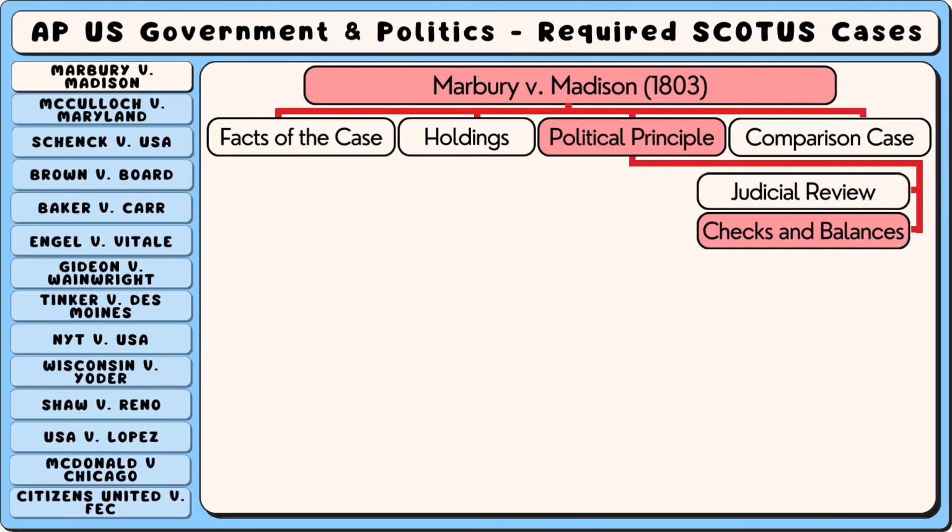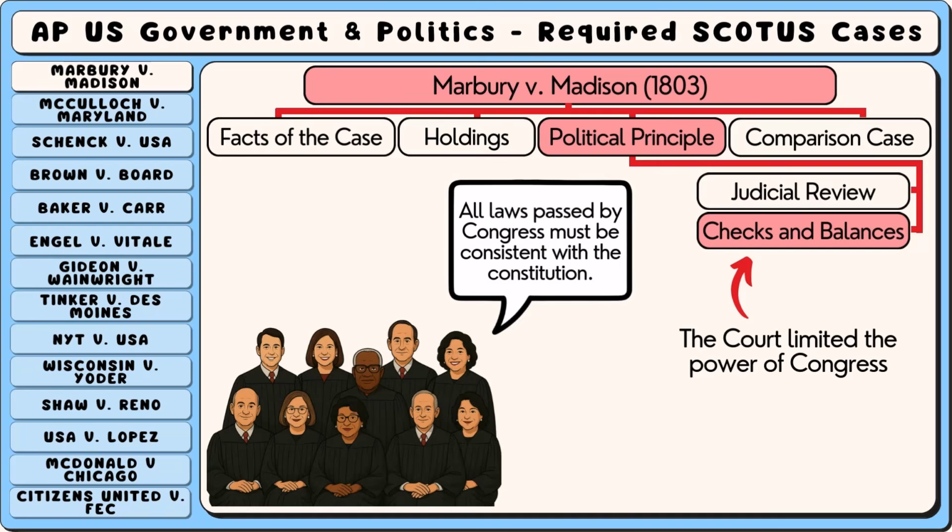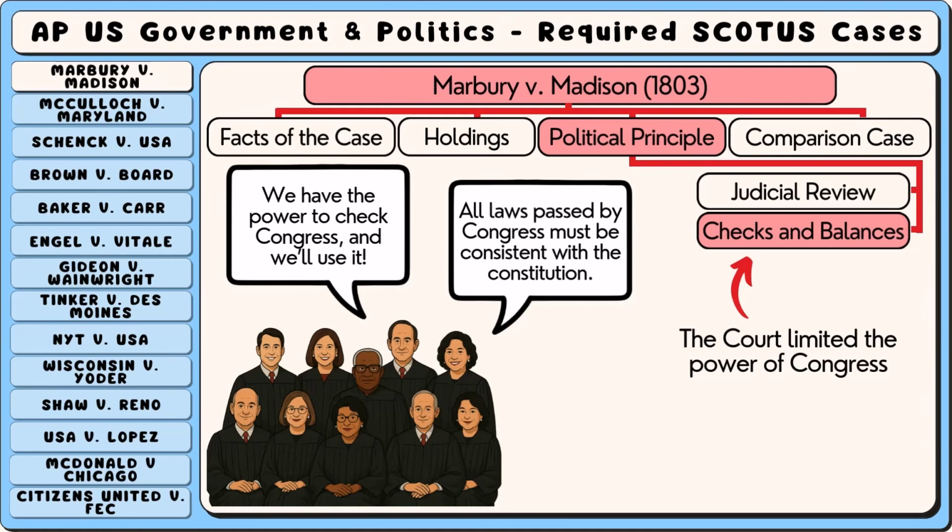Second, this case demonstrates the political principle of checks and balances. By striking down Congress's law, the court limited the power of Congress by saying Congress couldn't just create any law it wanted. All laws must be consistent with the Constitution. In other words, the court exercised its ability to check the power of Congress.